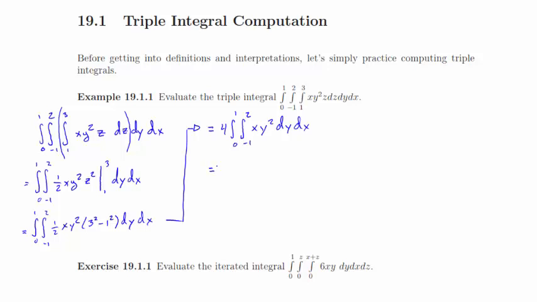So this then equals 4 times the integral from 0 to 1 of 1/3 x y cubed when I take the antiderivative with respect to y, and I'm going to evaluate that from -1 to 2, and then, oh, I'm sorry, I totally messed this up. Let's backtrack a little bit.